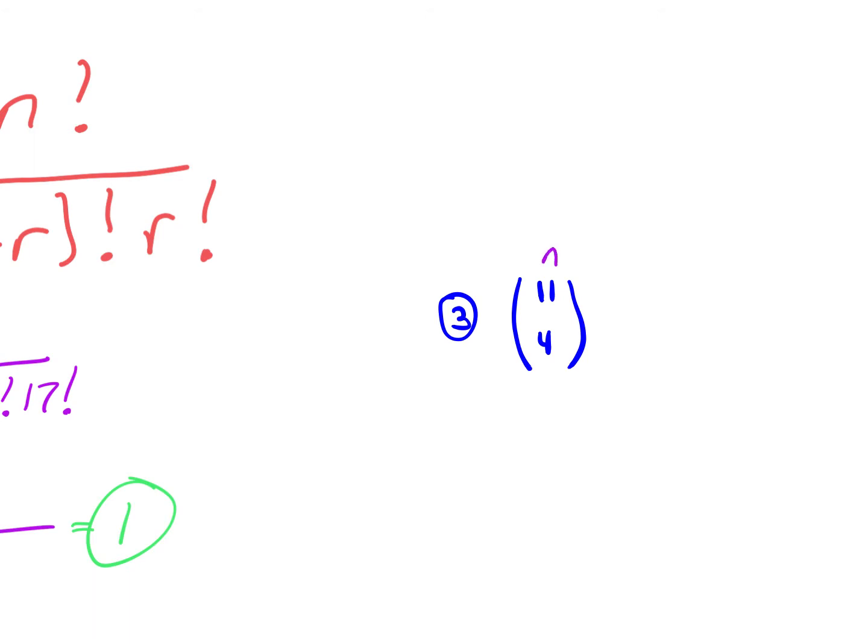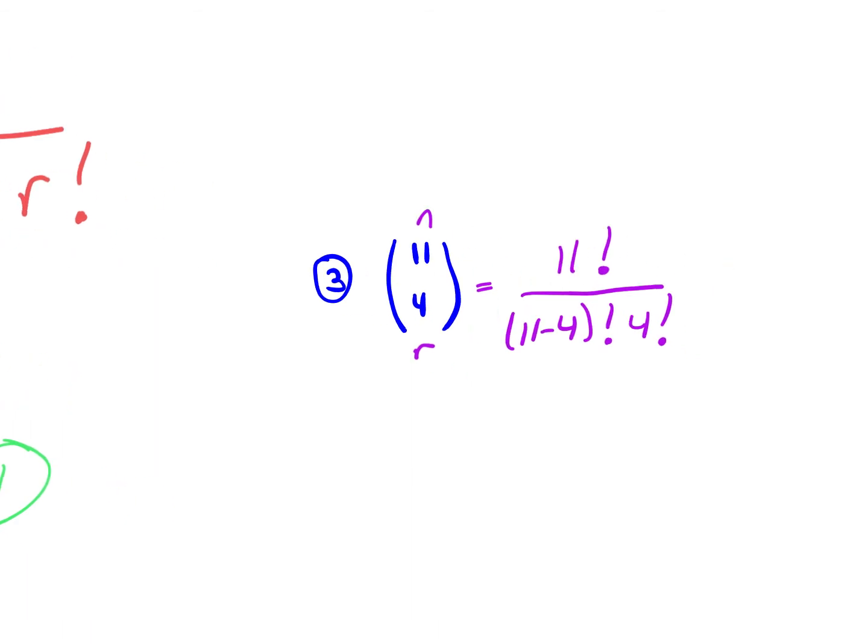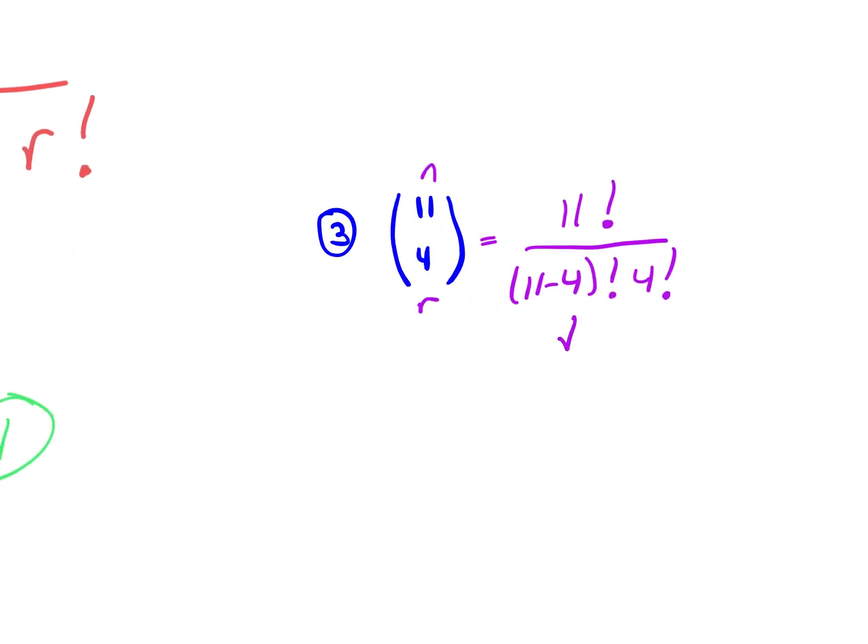All right, look at the next one. This is my N. This is my R. So, but first thing I'm going to do is write out 11 factorial over 11 minus 4 factorial times 4 factorial. Check me, make sure I'm right. I'm just going kind of quickly, I know. Okay, so simplify. I have 11 factorial over 11 minus 4 is 7. And then I have 4.